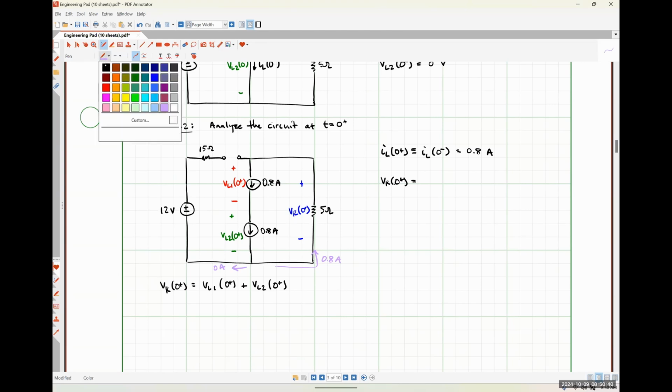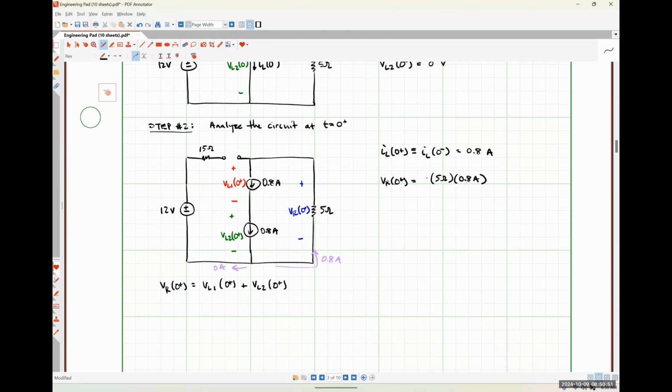So what's VR at 0 plus? So just Ohm's law. So we would have 5 ohms times 0.8 amps. And because the current is flowing into the negative polarity terminal, I throw a negative sign in front of my Ohm's law, and I get negative 4 volts. Okay, so now let's sort out what's going on with just the inductor voltage that we're interested in.